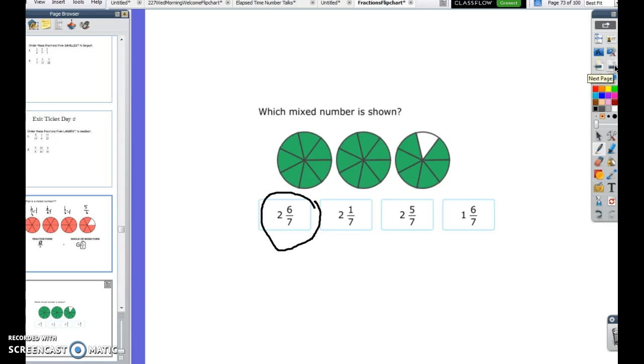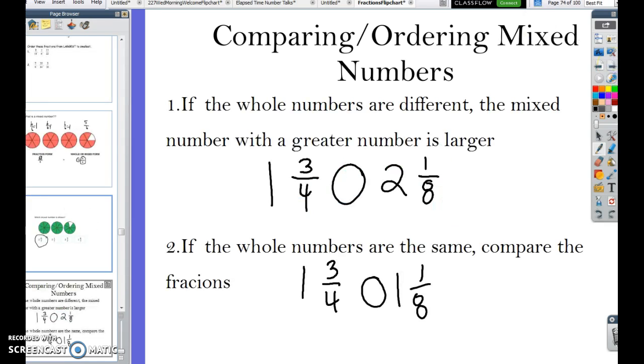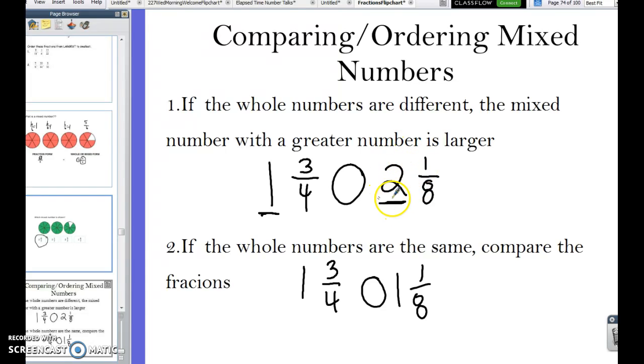So let's go ahead and take a look at our steps for comparing and ordering mixed numbers. Step number 1: if the whole numbers are different, the mixed number with the greater whole number is larger. If we take a look at our example, 1 and 3/4 and 2 and 1/8, we have 1 and we have 2. So we always look at the whole numbers first.